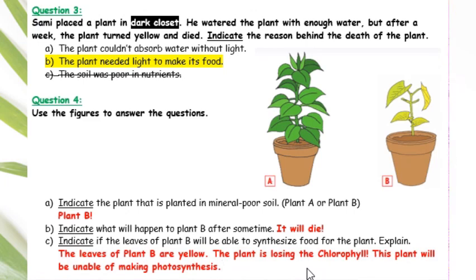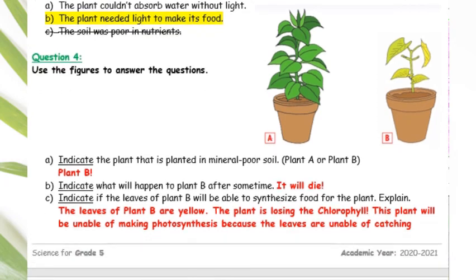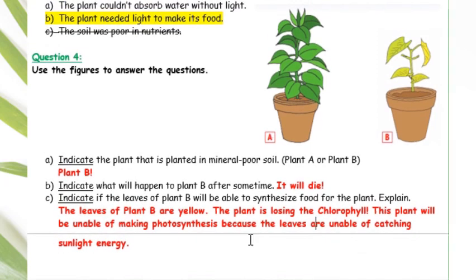So again, the leaves of plant B are yellow. The plant is losing the chlorophyll. This plant will be unable to make photosynthesis because the leaves are unable to trap or catch sunlight energy. Okay, and that's it.